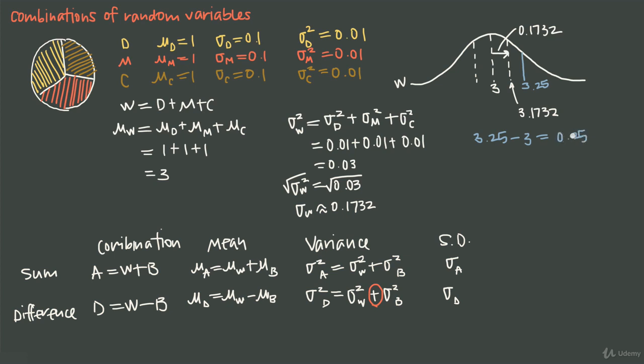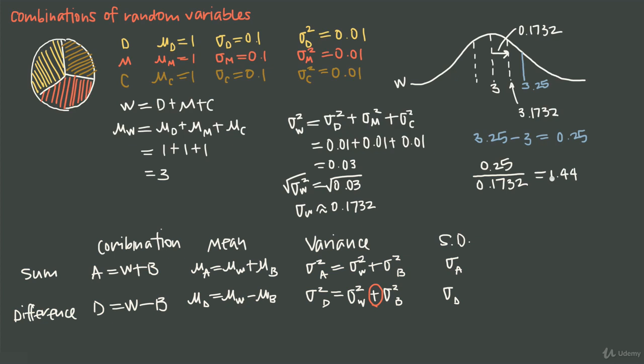Then we want to express this value that we found in terms of standard deviations. So the way that we do that is we take the 0.25 and we divide that by the standard deviation, 0.1732 approximately. The result of that is 1.44. So what that tells us is that 0.25 is about 1.44 standard deviations, or a little less than 1.5 standard deviations away from the mean, or above the mean.